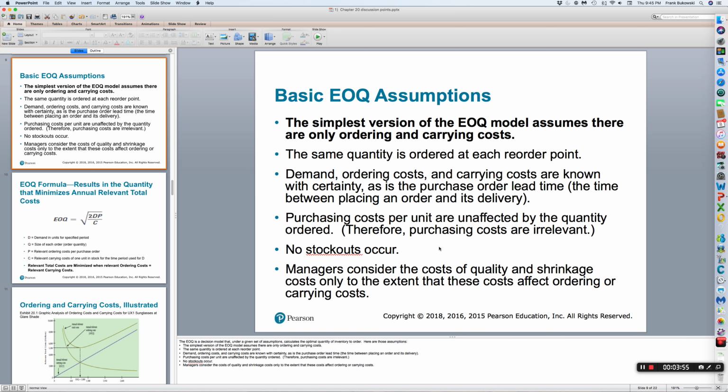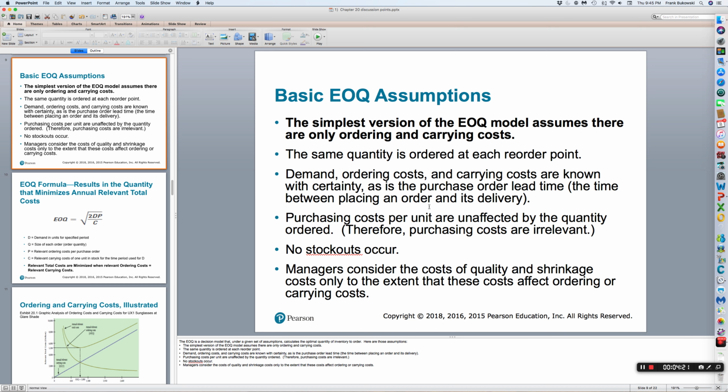The simplest version of the EOQ model assumes that there's only 2 costs: ordering and carrying costs. The same quantity will be reordered when we're getting close to running out of inventory at what's known as the reorder point. Demand, ordering costs, and carrying costs will be known with certainty, as is the purchase order lead time. Again, that's the time between placing an order and its delivery.